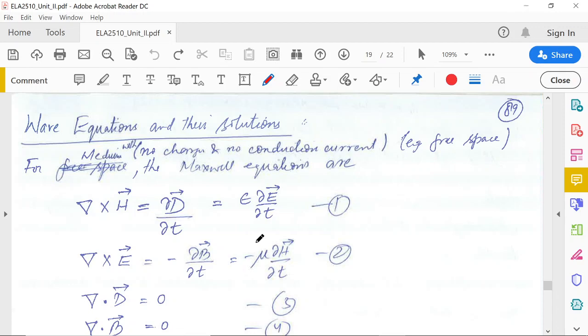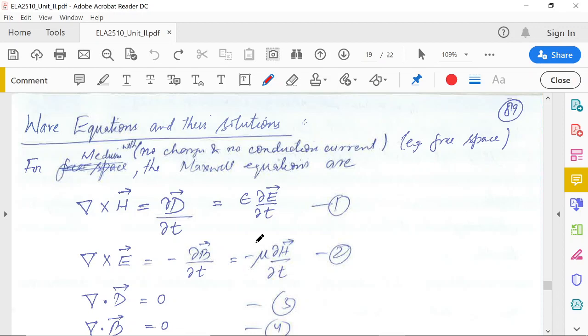So in this lecture, we will study the wave equation and their solutions. We will analyze how the waves look and how any function can be visualized as a wave, and what the different solutions to the wave equations are.